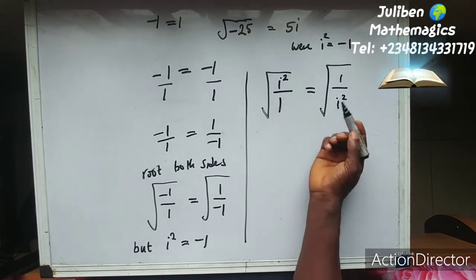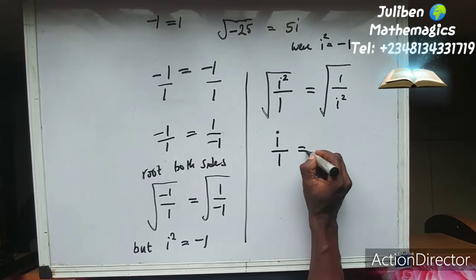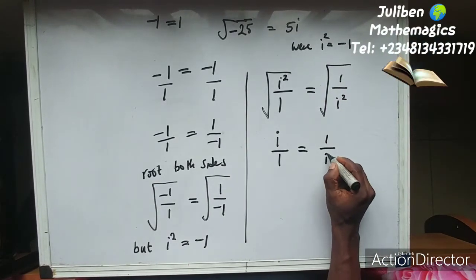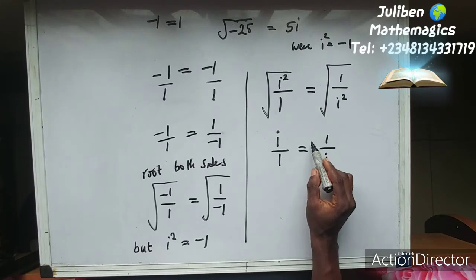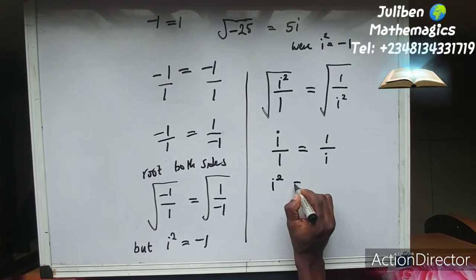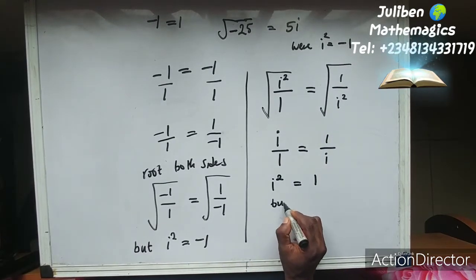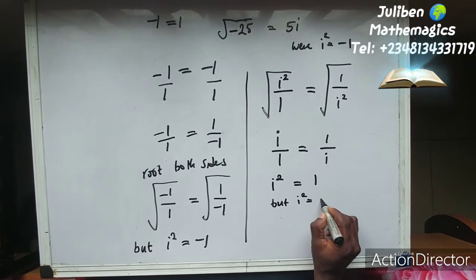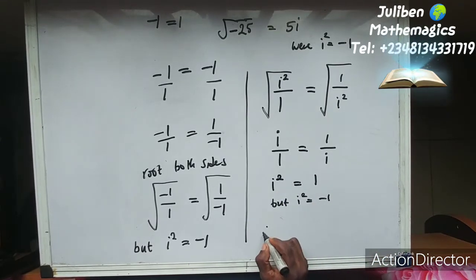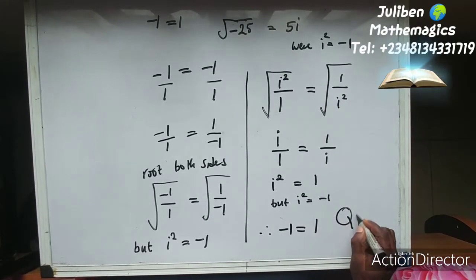Now, of course, the square root of i squared is simply i. The square root of 1 is simply 1. Now, let's do what we call cross multiplication. i times i will give you i squared. 1 times 1 will give you 1. You remember again that i squared is equal to, ladies and gentlemen, -1. So substitute it here. Therefore, -1 will be equal to 1. And that is QED.